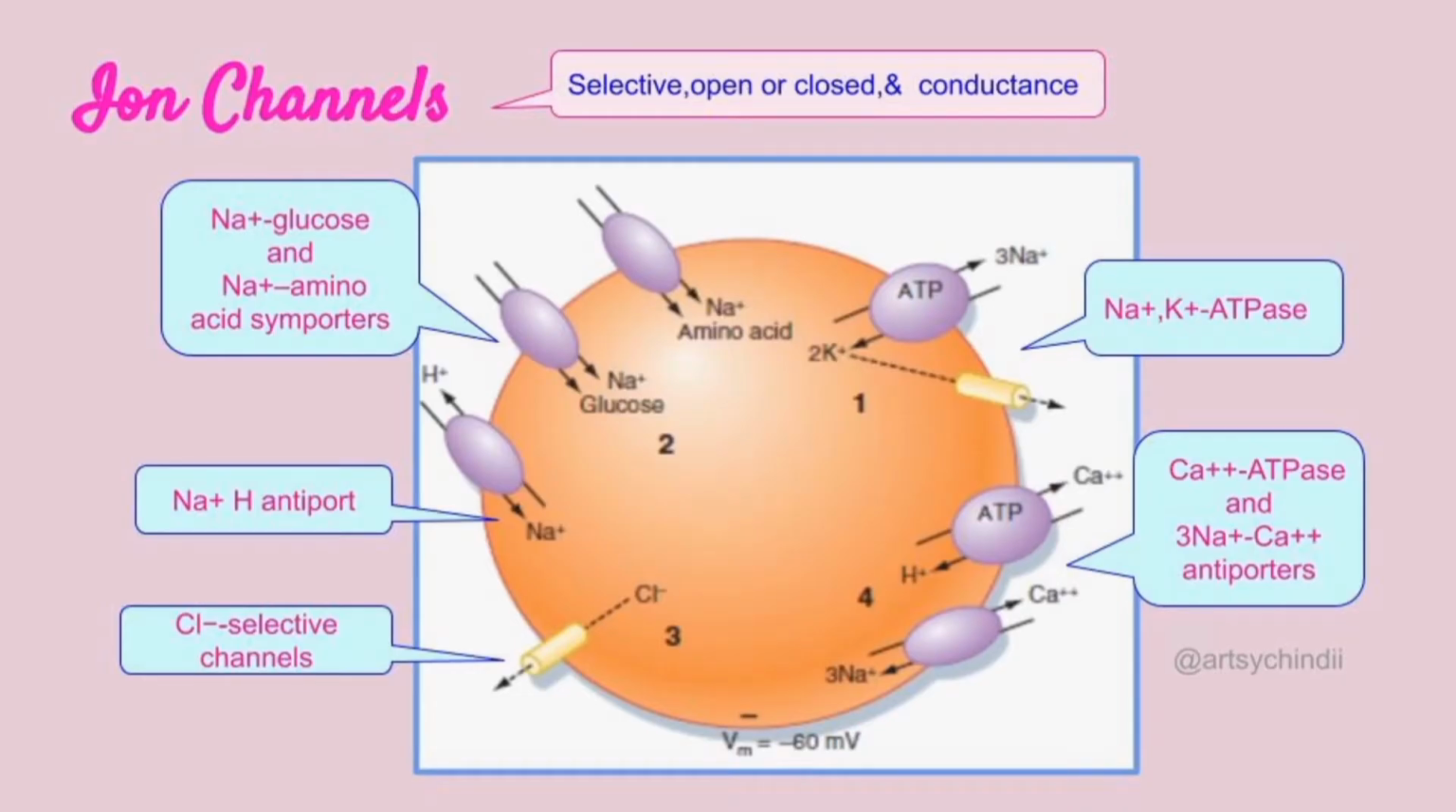Channels are integral proteins that span the membrane and, when open, permit the passage of certain ions. A channel is characterized as selective, may be open or closed, and has a conductance. This picture is an example of a cell model and shows how cellular gradients and membrane potential are established.